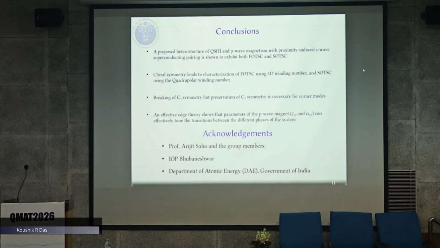So in conclusion, we propose a heterostructure of the quantum spin Hall insulator and a PV magnet with proximity induced isotropic pairing to exhibit both first and second order phases. The presence of chiral symmetry leads to characterization of both first and second order using the 1D winding and quadrupolar winding respectively. The breaking of C4 symmetry but preservation of C2 symmetry is necessary to obtain corner modes in this case. And the effective theory shows that the parameters of the PV magnet, JSD and alpha, can effectively tune the transitions between the different phases.